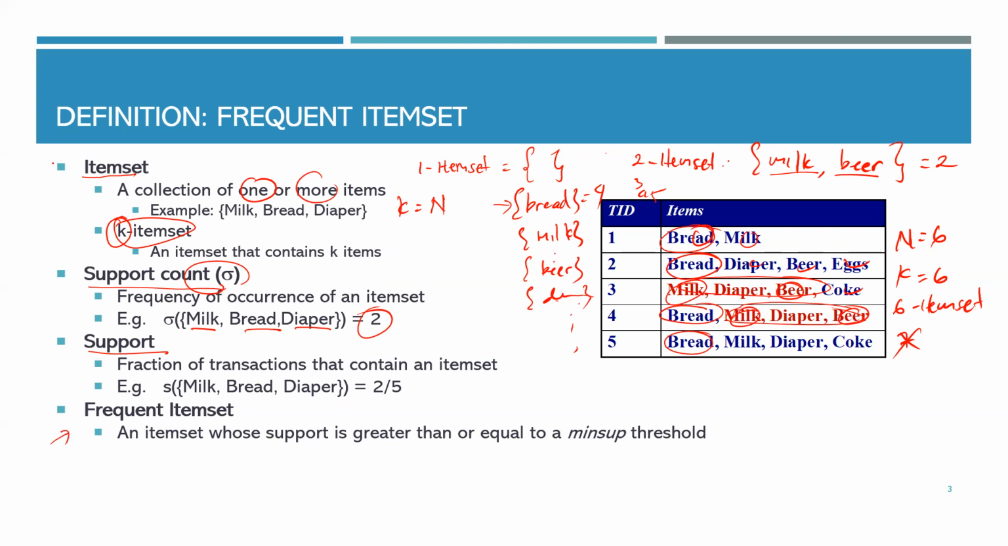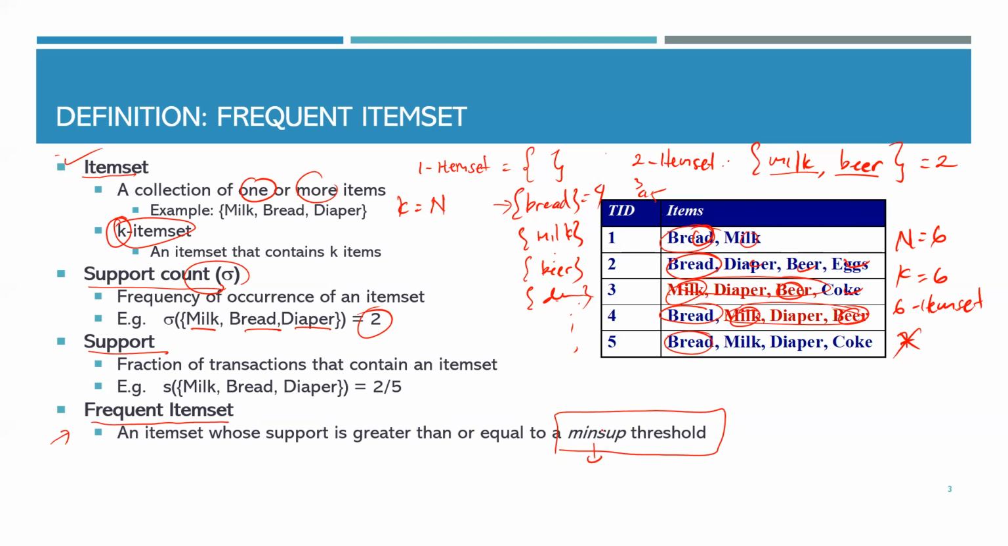At the first time we have item sets. Among all of the item sets that we have, there will be some frequent item sets. So what is a frequent item set? A frequent item set is an item set which has the support count, or the support, greater than or equal to the minimum support threshold. So what is minimum support?